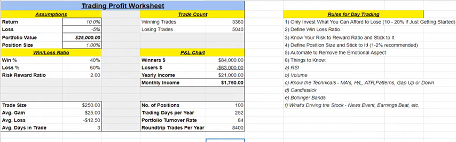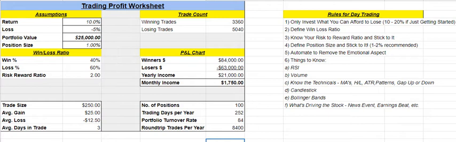So the win-loss ratio in this example, I'm going to assume you win 40% of your trades, you lose 60%. So for the trade count in this example, that means you'd have 3,360 winning trades, 5,040 losing trades. And again, the trade size would be $250, 1% of a $25,000 portfolio.